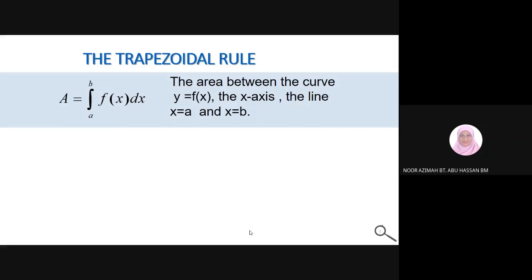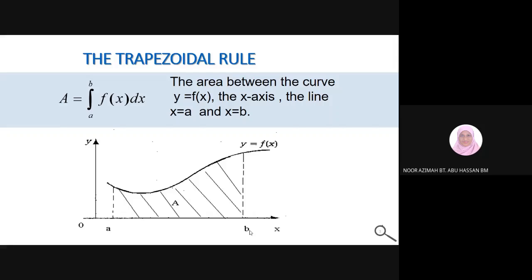The given formula of A refers to the area between the curve y equals f(x), the x-axis, and the lines x equals a and x equals b. Looking at the curve here, how to find this area? We integrate from a to b, by using the concept of integration.